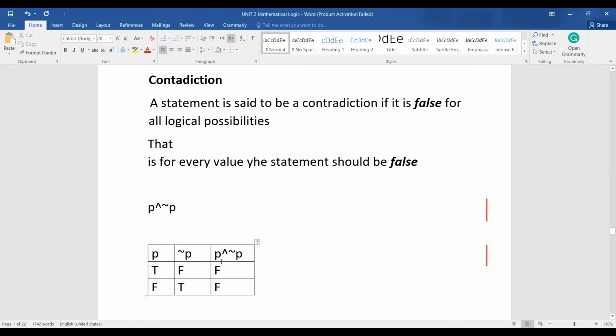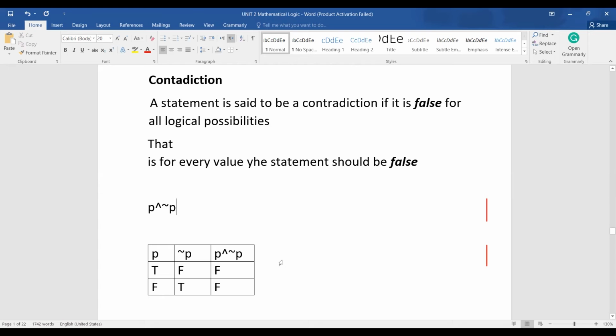Now we will say P and negation P. Here P is true and negation P is false. It will give us a false statement, because for and, both of them have to be true, then only we'll get true. We can't have one true and one false. Both have to be true. So true and false gives a false statement. Similarly, false and true would give us a false statement. So this is an example of contradiction. We can say this statement is a contradiction because the last column of the truth values gives us all false statements.